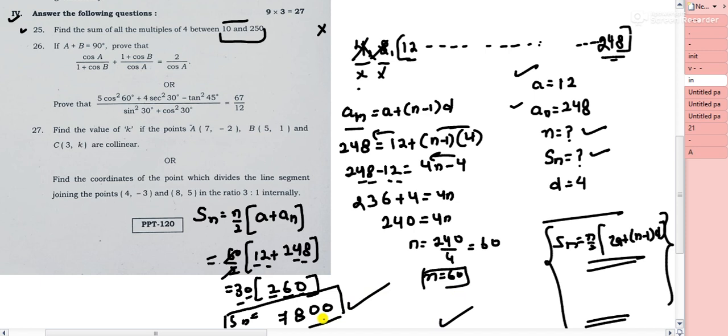The sum of all the multiples of 4 between 10 and 250 is 7800. So if you write this much, you will get 3 marks completely. Okay, I hope it is clear and you have understood.